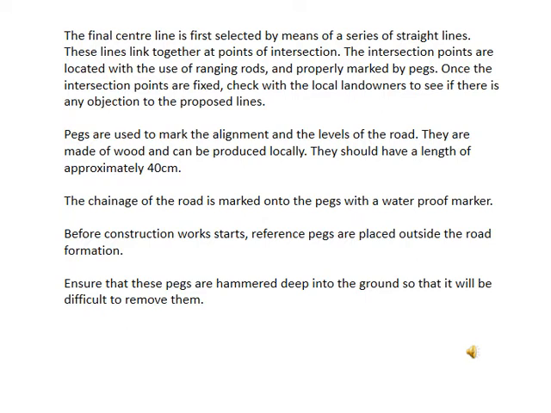The pegs are used to mark the alignment and the level of the road. They are easy to make and can be produced locally. They should have a length of approximately 40 centimeters. The chainage of the road is marked onto the pegs with waterproof markers. Before construction is started, reference pegs are placed outside the road formation. Ensure that these pegs are hammered deep into the ground so that it will be difficult to remove them. So this is the way to construct the pegs.